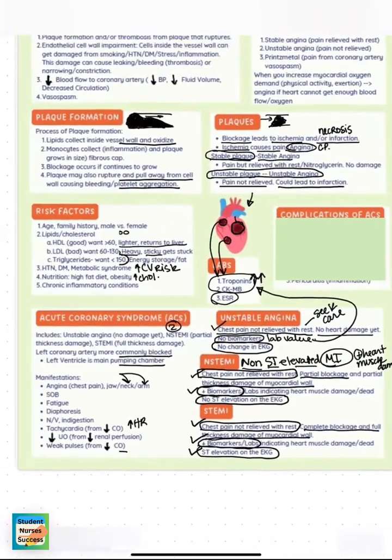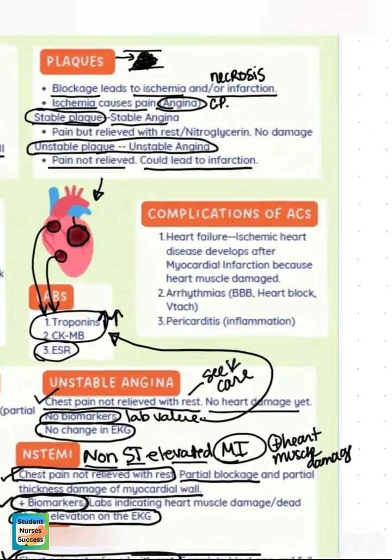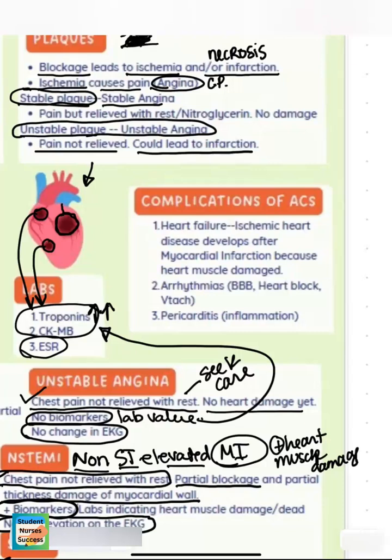But all three of these fall under the category of acute coronary syndrome because they all need to be emergently managed. Because an unstable angina can turn into a non-STEMI or a STEMI at any time. So, what are our complications of acute coronary syndrome? Well, heart failure is your big one.